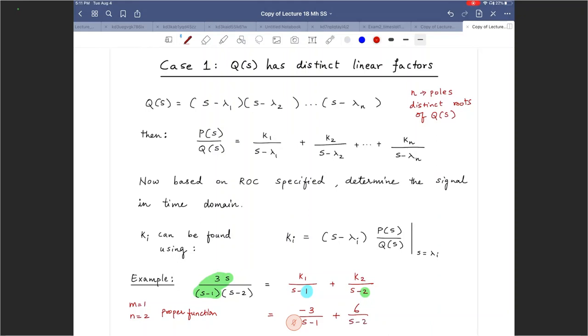Now once we do this partial fraction, this is ready for you to take the inverse Laplace transform. We would also need the information about the region of convergence in order to complete the inverse Laplace. Without that, we cannot find x of t, or the function in the time domain. So we still need the ROC to find a function in the time domain.